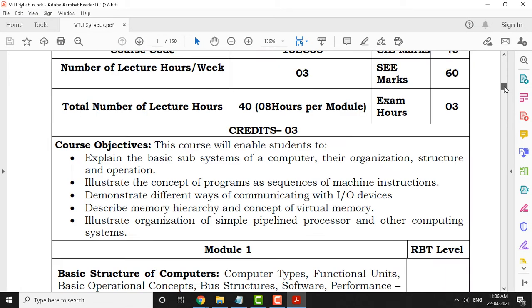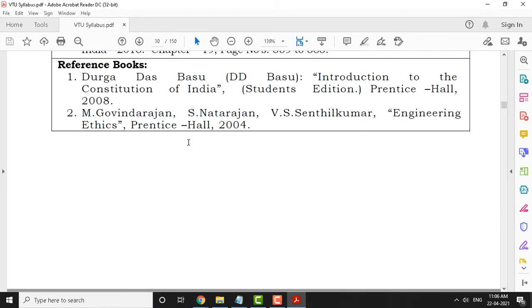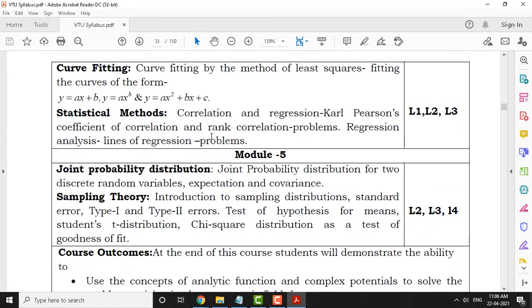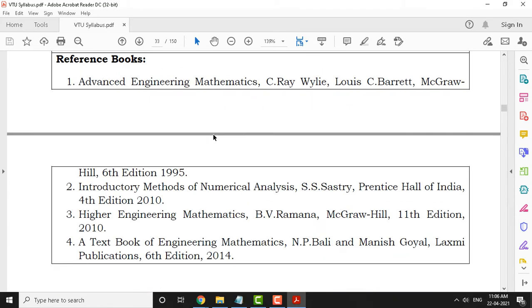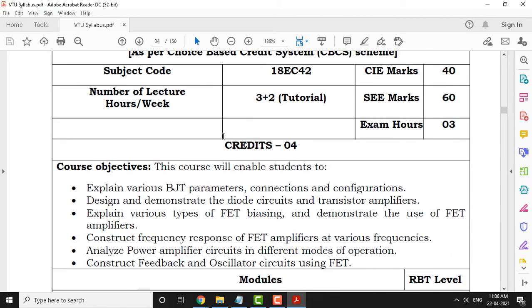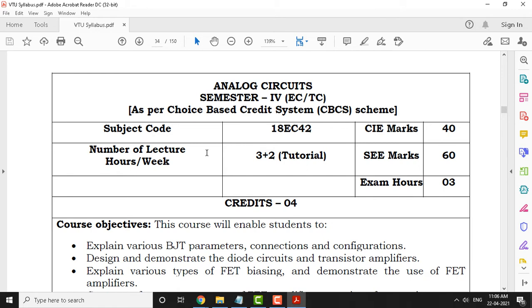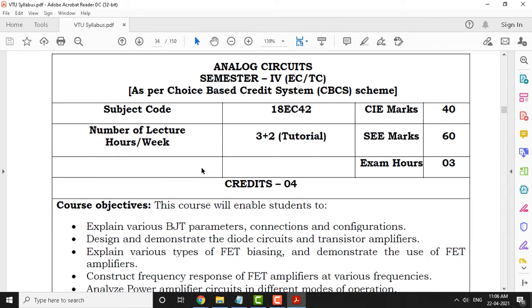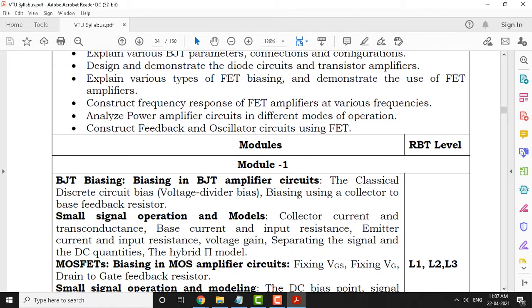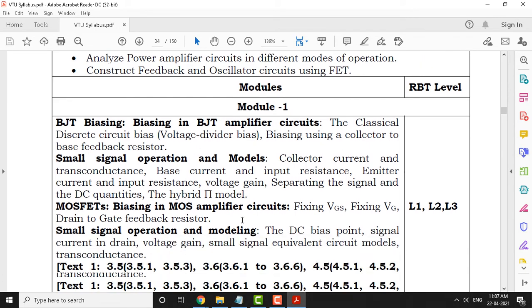This is the more detailed syllabus of VTU. So, particularly I will move to analog circuits to give an overview of which module we are commencing. Last class we discussed the subject code, CIE marks and the course objectives also. Briefly I have introduced what all the things we are going to discuss in each and every module.